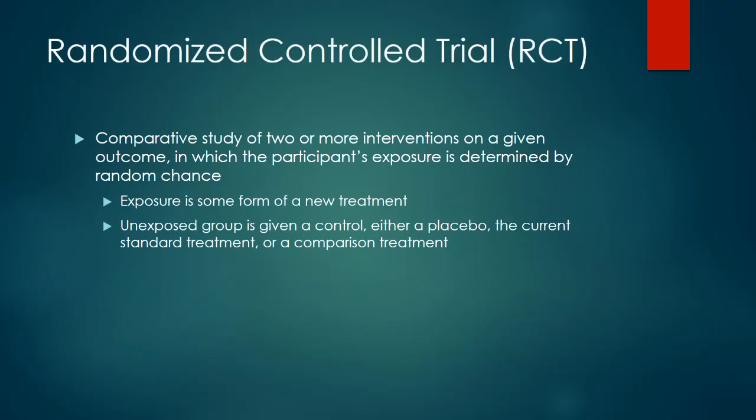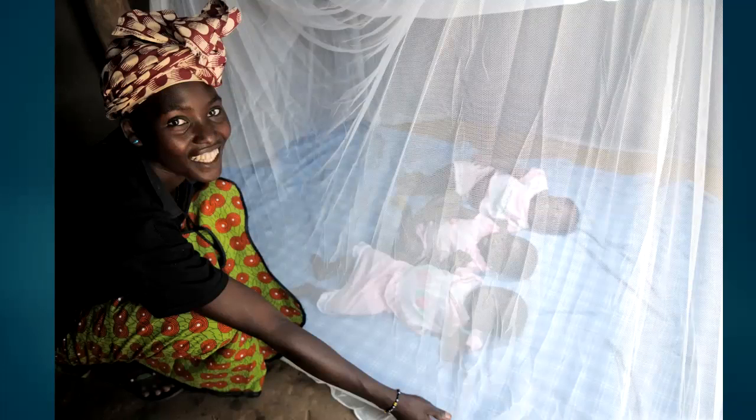So a randomized trial is the most common type of experimental study that we use in health-related research, and it's a comparative study of two or more interventions on a given outcome in which the participant's exposure is determined by random chance. So the exposure is some form of a new treatment, and the unexposed group is given some sort of control measure. So that could be a placebo, the current standard treatment, or some comparison treatment.